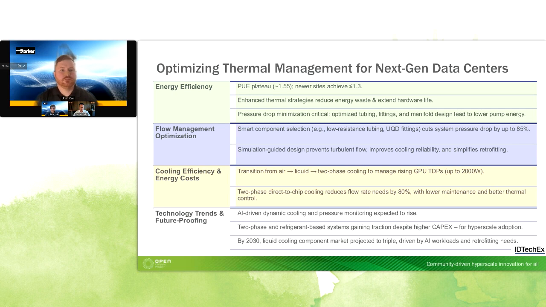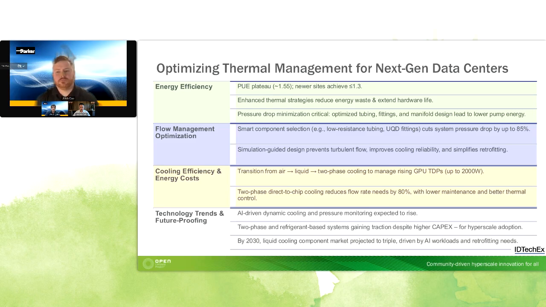And in terms of the flow management optimization, this is somewhat similar to what I mentioned just now. So smart component selection, for example, low resistance tubing and UQD fittings, can cut the system pressure drop by up to 85%. And also simulation guided design prevents turbulent flow. Fluid dynamic simulation is required in the first place, which can ultimately improve the cooling reliability and also simplify retrofitting.